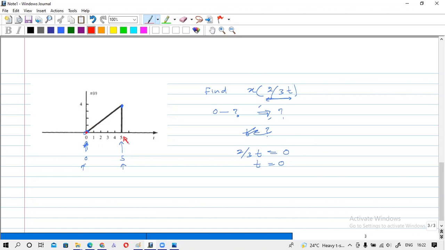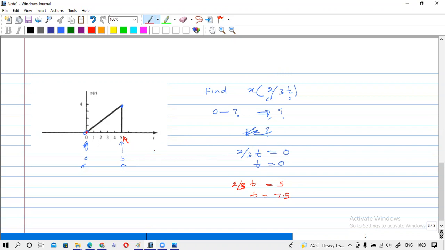And what will happen to this 5? If you consider this point, what you have to do is simply equate this term 2 by 3t to 5. Then you can find the t value here. What is the t value here? Can anyone tell what is the t value here? Yeah, 7.5 maybe. So it is 15 divided by 2. Yeah, it is 7.5.